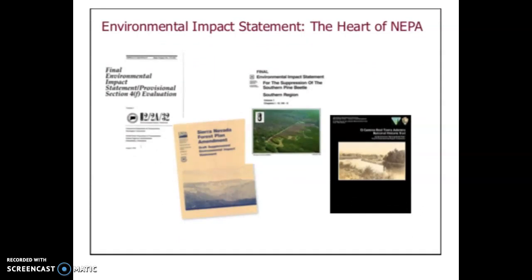So we're getting into some of the more details of NEPA, and we'll continue to discuss this as we move further in the class, as the semester goes along.